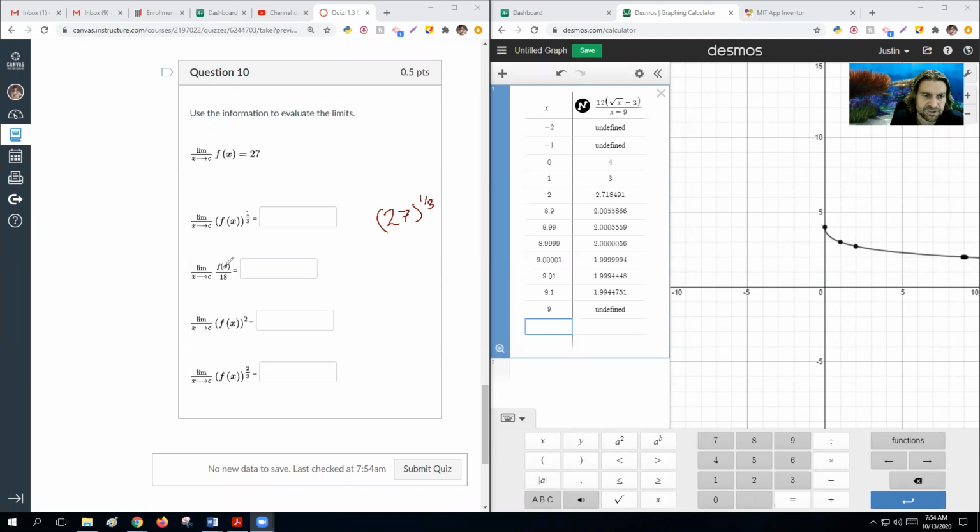All right, same function, but we're going to the function divided by 18. So that means it's going to be 27 divided by 18. Reduce that, put that answer here. All right, same thing squared. So take 27 squared. That's probably going to be a really big number. And same thing here, 27 to the 2/3 power. So basic substitution, or direct substitution, we're just plugging it in. Now, if it doesn't work out, the only technique we do know is to use the graphing table and make a table like we did.